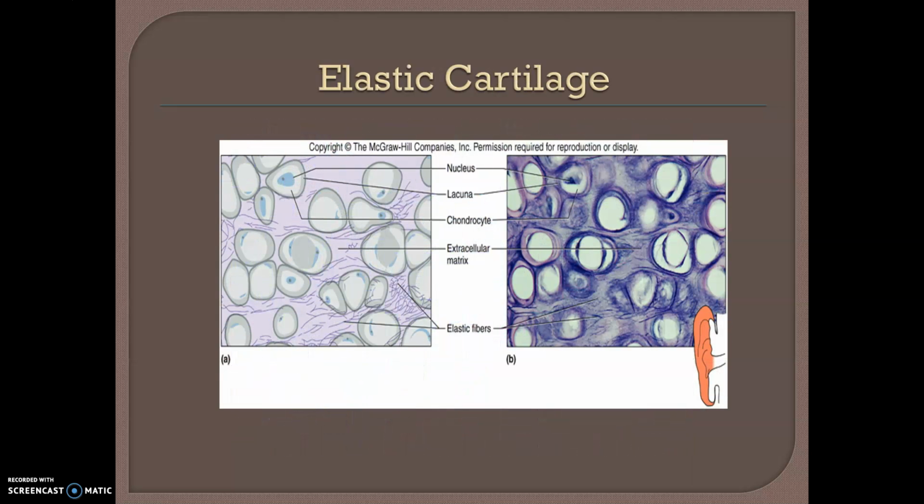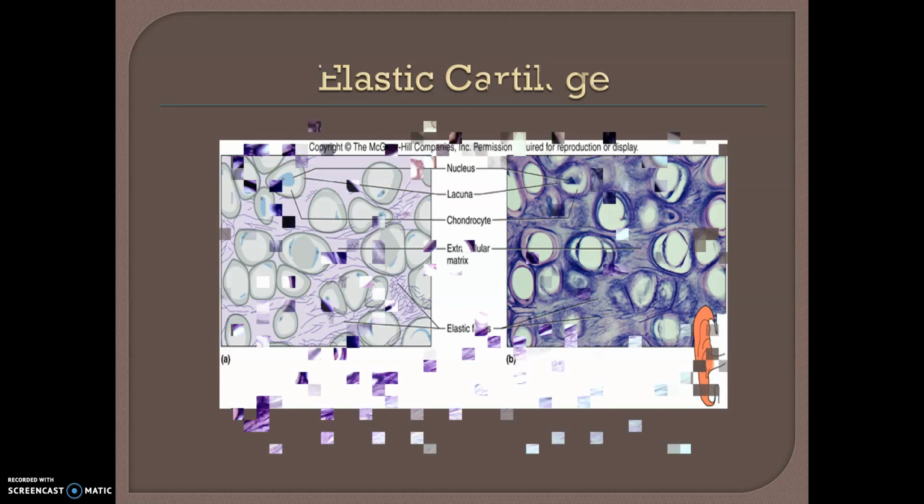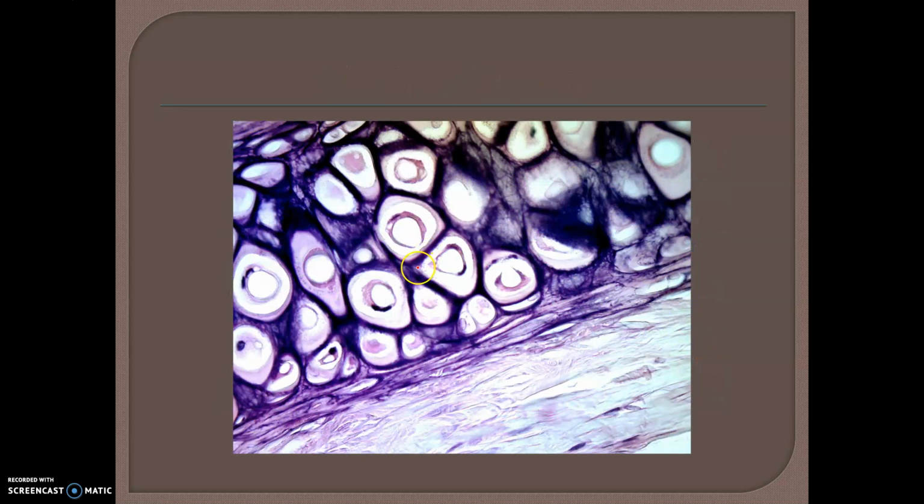So our next is elastic cartilage. So again, we have our lacunae with our chondrocyte inside and our matrix around everything. The biggest difference that you're going to see between elastic cartilage and hyaline cartilage is that usually you're only going to see one, where in hyaline cartilage you kind of see 2 chondrocytes within a lacunae. So you can see that we only have 1 lacunae here with 1 chondrocyte inside.